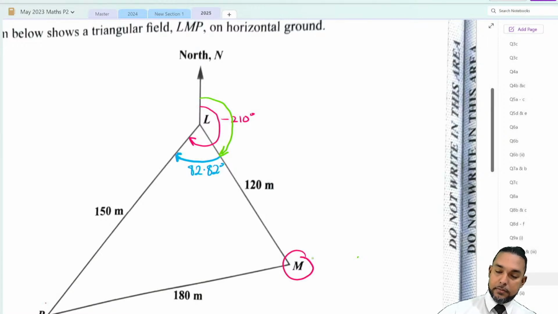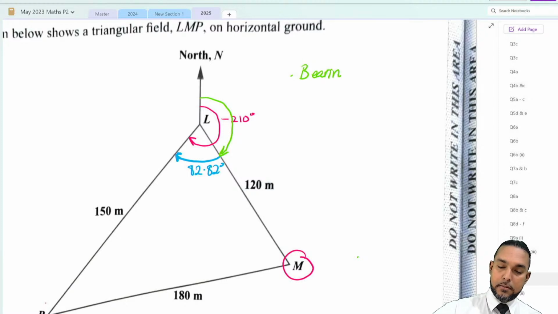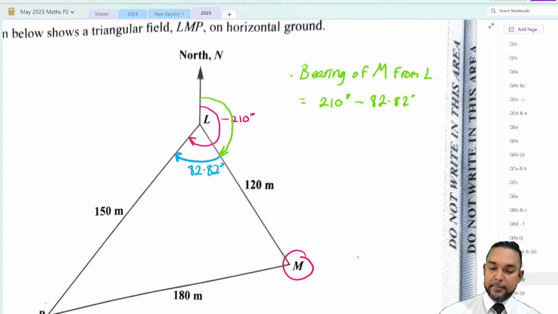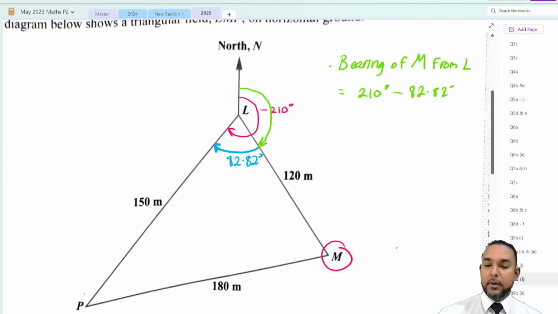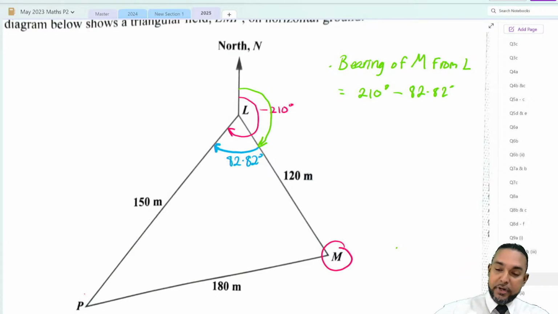So the bearing of M from L is equal to 210 degrees minus 82.82 degrees. Okay, cool. So 210 minus 80 is 130. 130 minus 2 is 128. 128 minus 0.82 is 127.18.